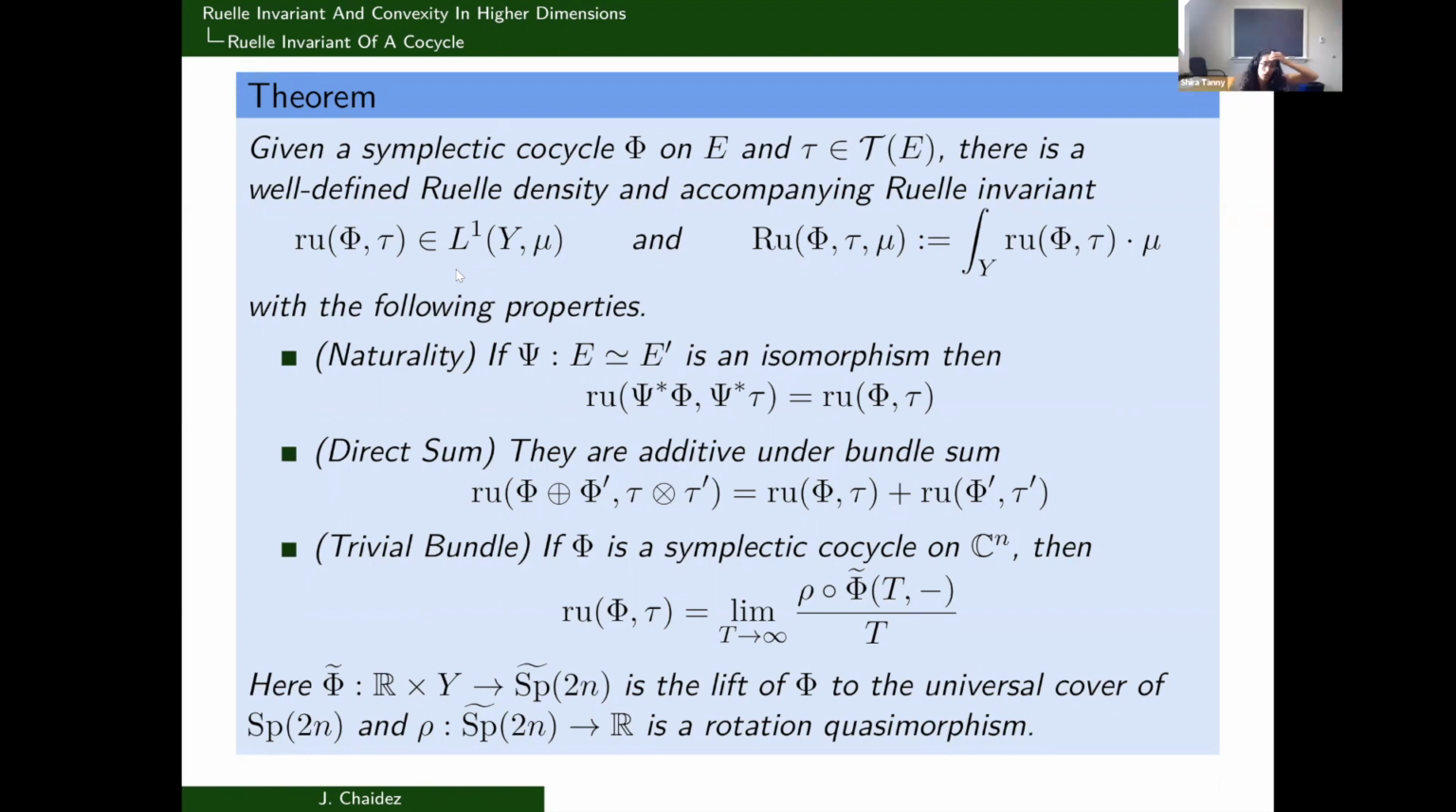Wait, but then you need your downstairs flow to preserve both measures? Yeah. Okay. So for example, you could have the delta measure on a Reeb orbit, and that would be a perfectly reasonable thing to take the Ruelle invariant of, and it just recovers some sort of mean rotation, mean Conley-Zehnder index.